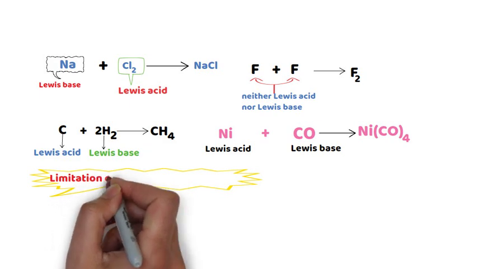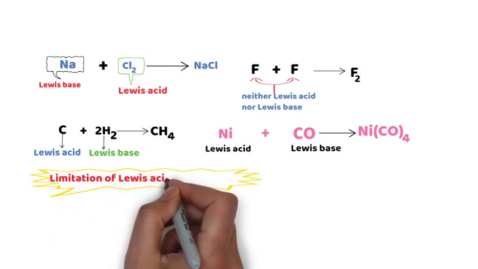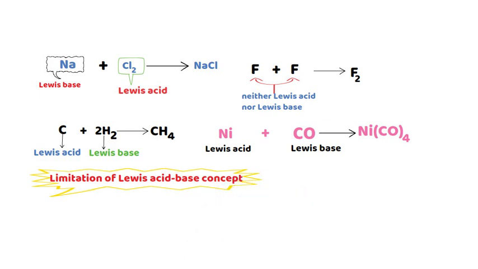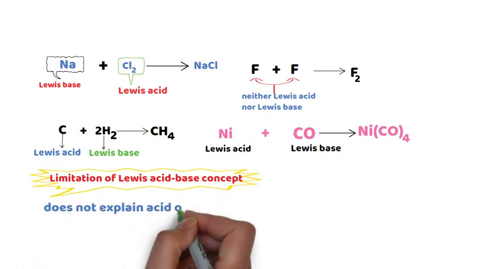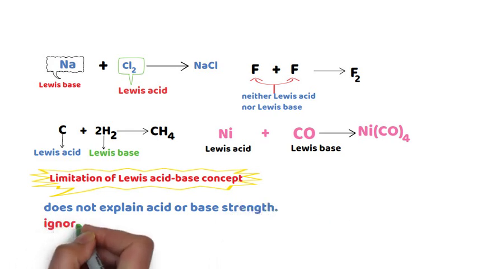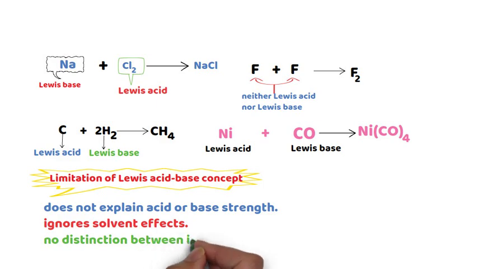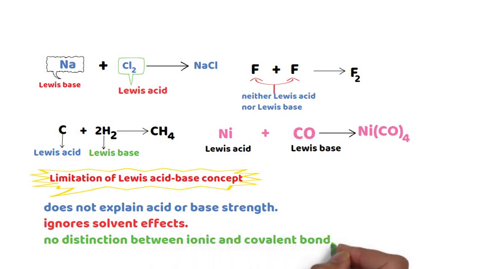Now let me talk about the limitations of the Lewis acid and base concept. The first limitation: it does not explain acid or base strengths. The second one: it ignores solvent effects. And the last one: it makes no distinction between ionic and covalent bonds.